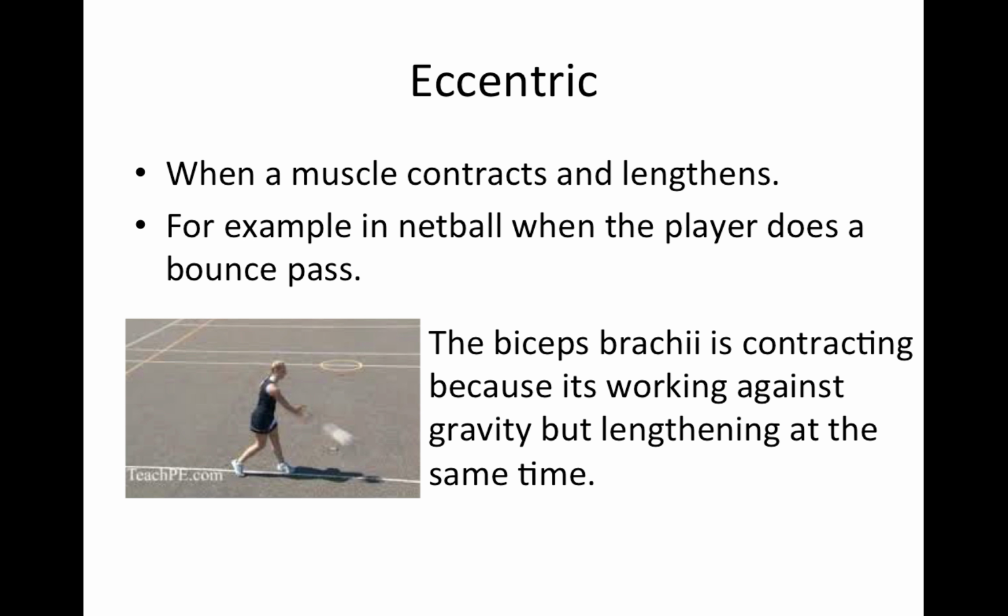The last type of contraction is eccentric contraction, which is when a muscle contracts and lengthens. This has to happen when a muscle is going against gravity. For example, in netball, when the player does a bounce pass, their biceps brachii is contracting because it has to control the extension of the arm, as gravity is already trying to straighten the arm. However, as the arm is straightening, it is also lengthening at the same time.